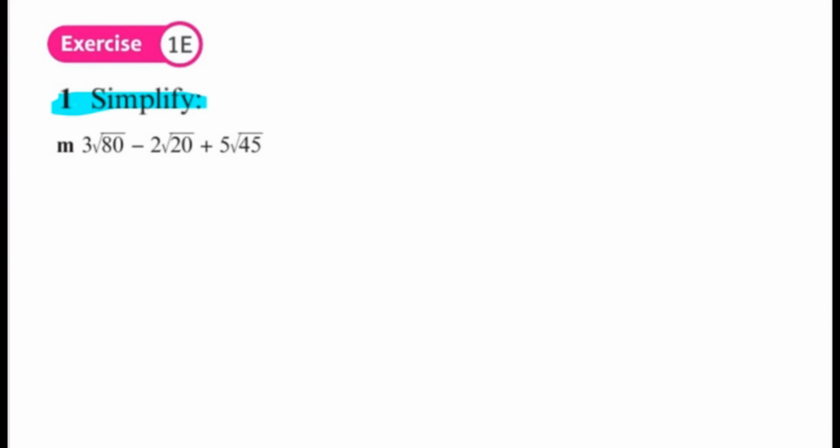Exercise 1E, simplify. We are going to do question M. 3 root 80 minus 2 root 20 plus 5 root 45. As you can see here, inside the square roots, the numbers are different. So first we have to convert these numbers into the same surd form. For example, root 80, I can write as 16 times 5. There are many factors, but I choose 16 times 5 because 16 is the greatest square number we can have, and the square root of 16 is 4, so root 80 is 4 root 5.